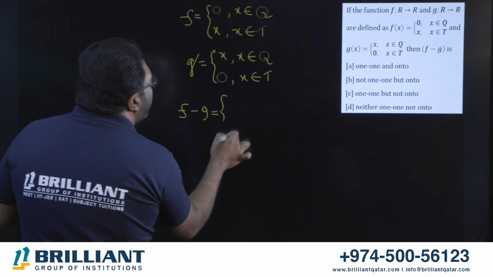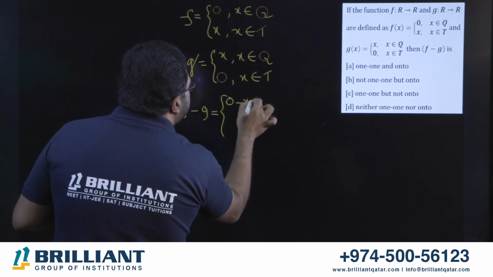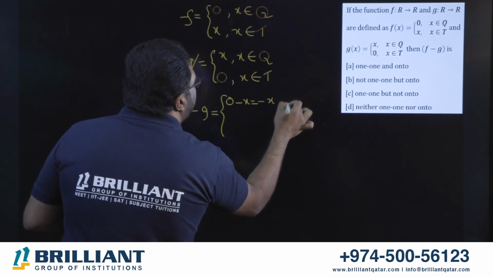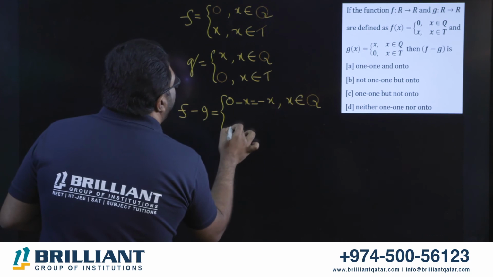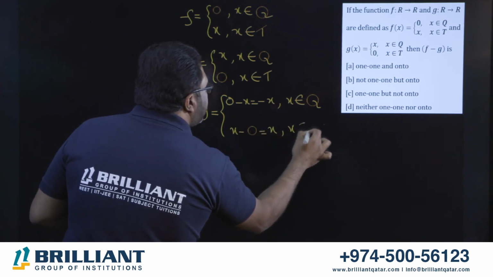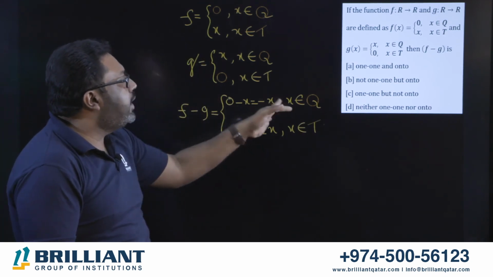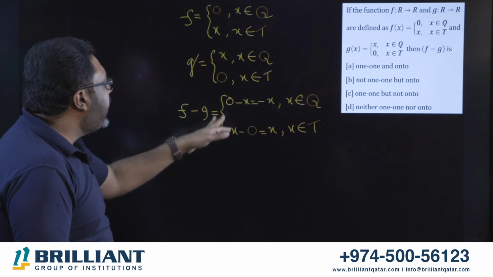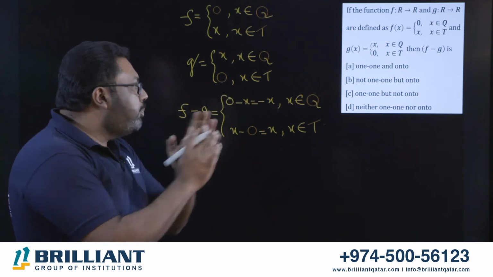f minus g, combine the rational forms: 0 minus x, which is equal to minus x if x is a rational number, and x minus 0, which is equal to x if x is an irrational number. So I found out what f and g are, and f minus g is minus x and x. We have to check if it is 1-1 and onto. Just simple observation is enough.